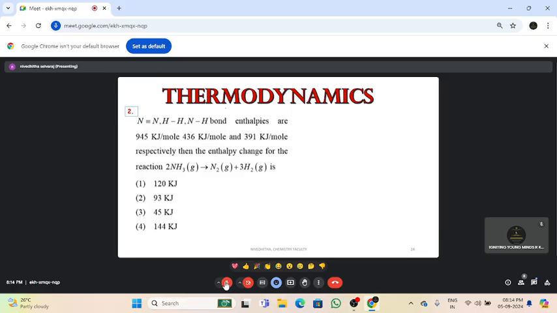Here we have three types of chemical bonds. One is N triple bond N, another one is hydrogen single bond hydrogen, and the third is nitrogen single bond hydrogen, and we are provided with all the bond energies.